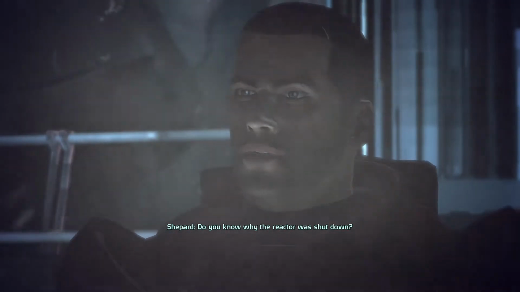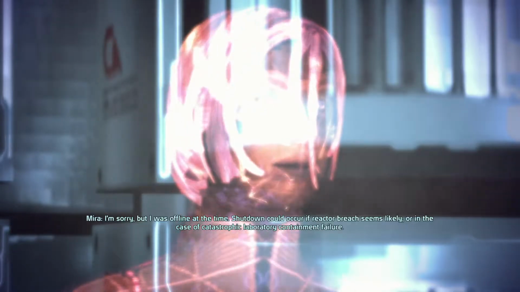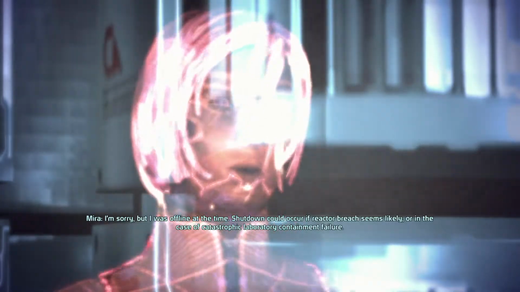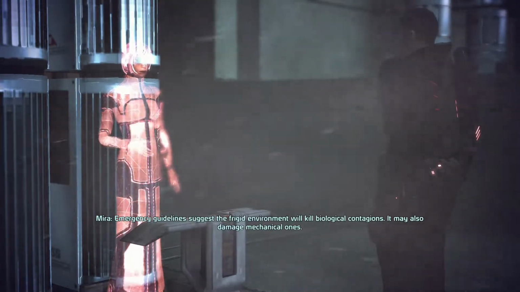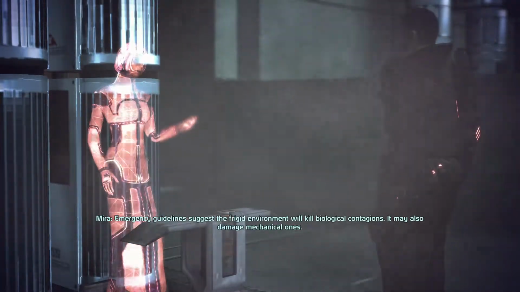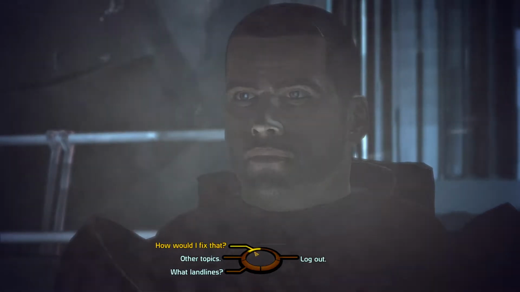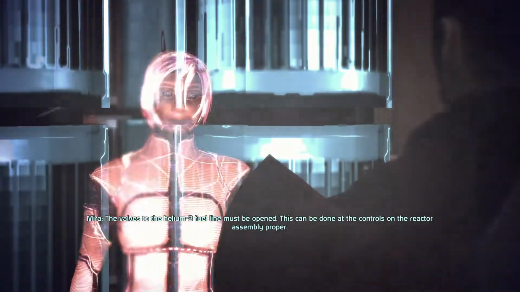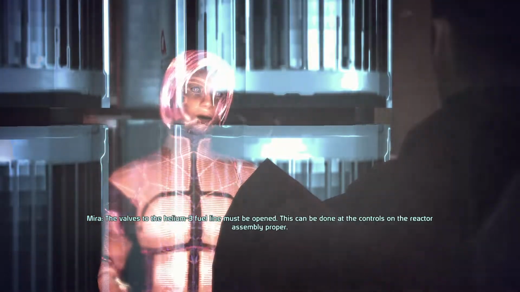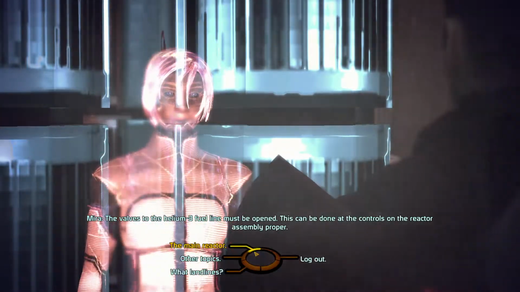Do you know why the reactor was shut down? I'm sorry, but I was offline at the time. Emergency guidelines suggest the frigid environment will kill biological contagions. What do I need to do to get the power back? Valves to the helium-3 fuel line must be opened. This can be done at the controls on the reactor assembly proper.